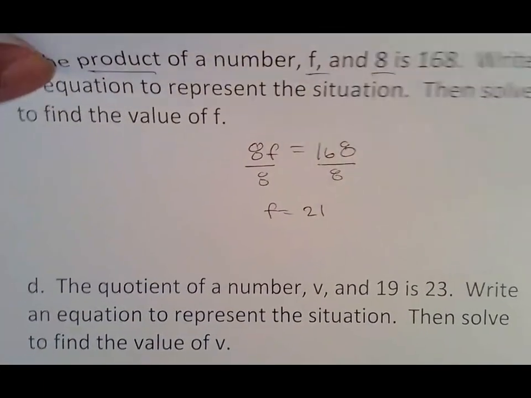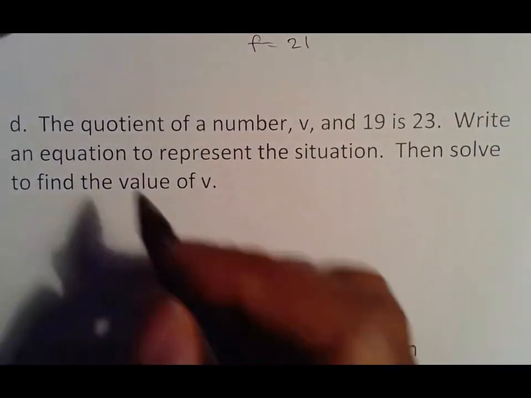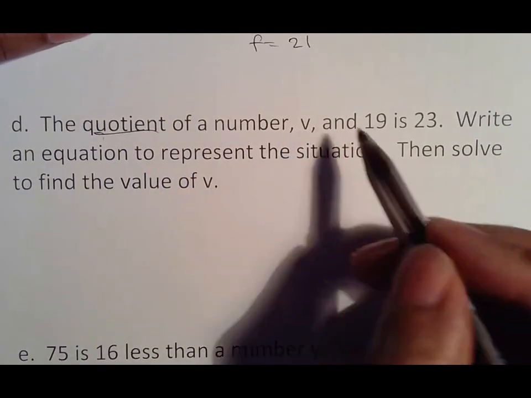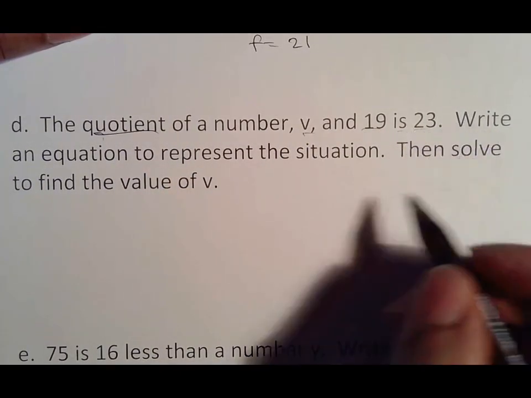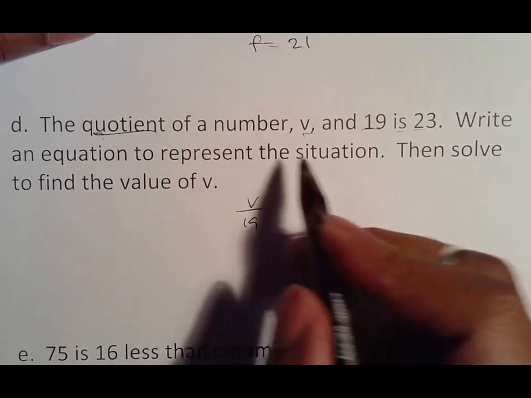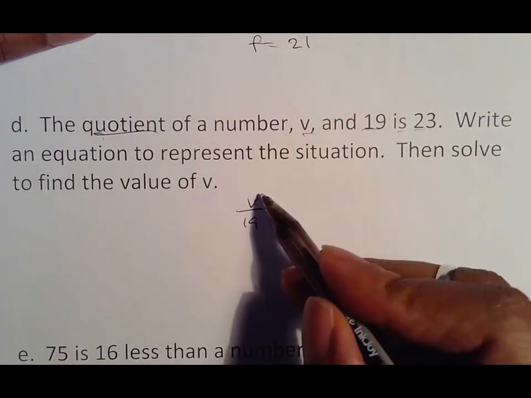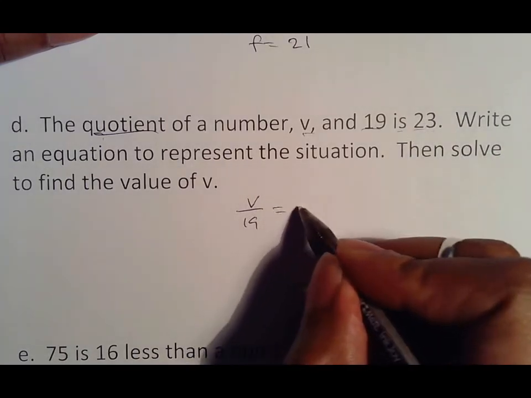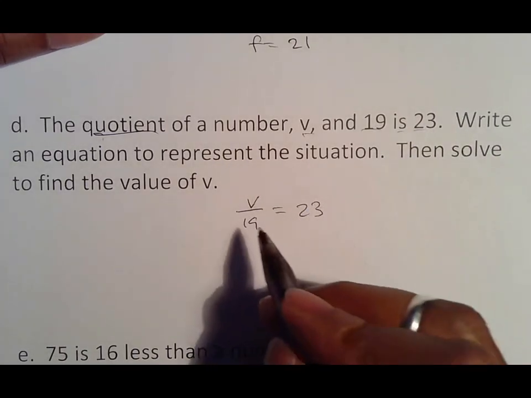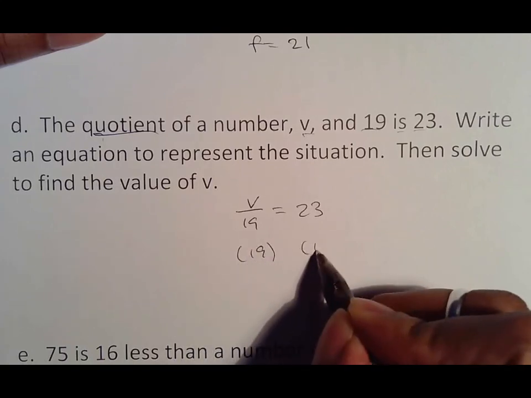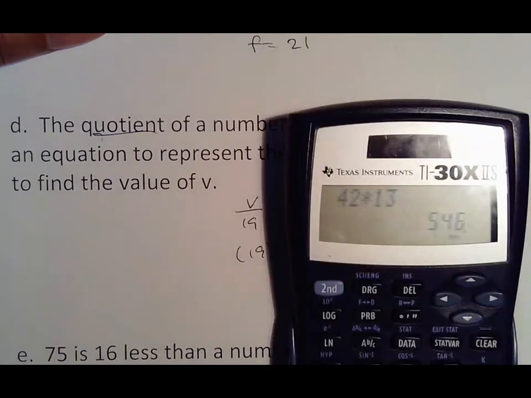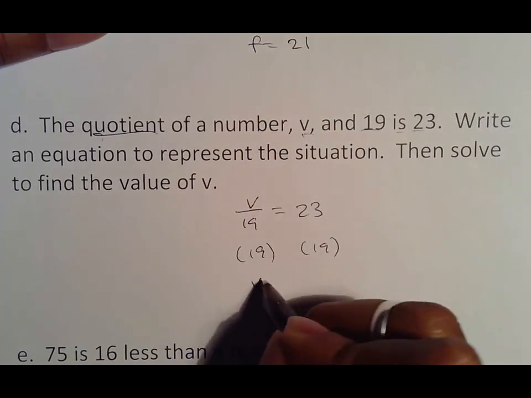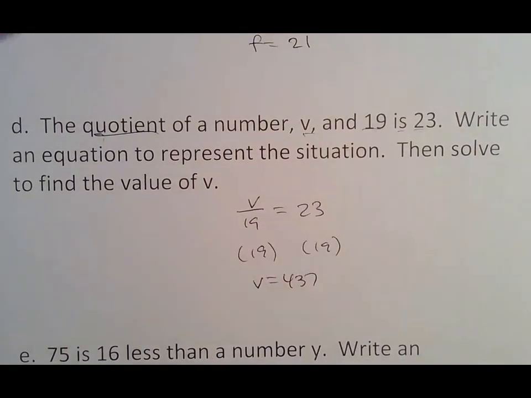The fourth type we saw was quotient. Again, quotient means divide, but that means we set it up like a fraction. So the quotient of v and 19 is 23. You would put v over 19, because remember that's the quotient of v and 19. Whatever is stated first goes on top, second goes on the bottom. Is 23 means equals 23. And the way we get rid of this 19 is by multiplying by 19. So 23 times 19 is 437, and that would be your answer there.